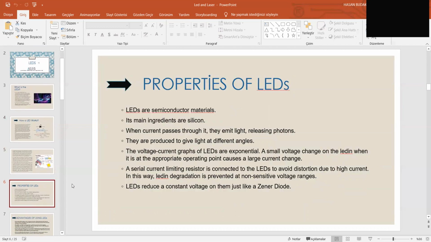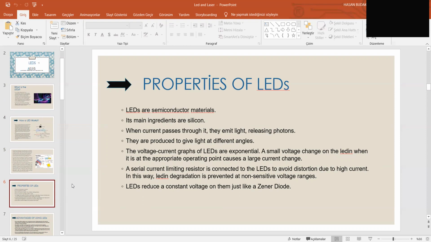Properties of LEDs. LEDs are semiconductor materials. Its main ingredients are silicon. When current passes through it, they emit light, releasing photons. They are produced to give light at different angles. The voltage-current graphs of LEDs are exponential.